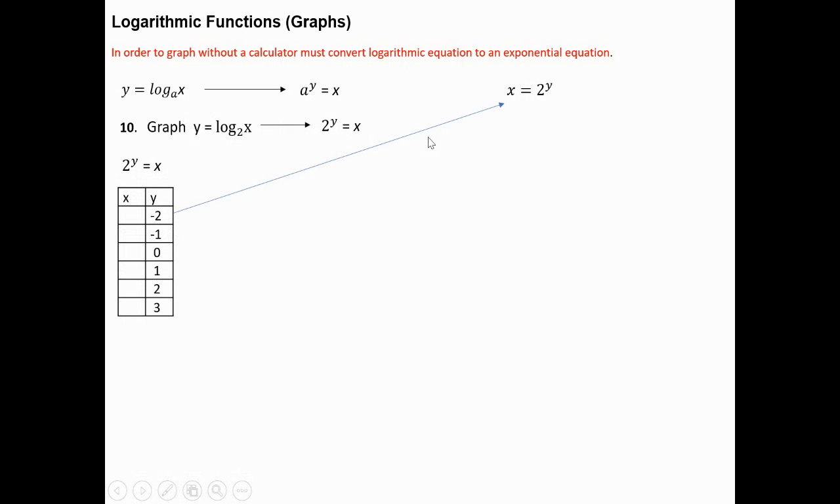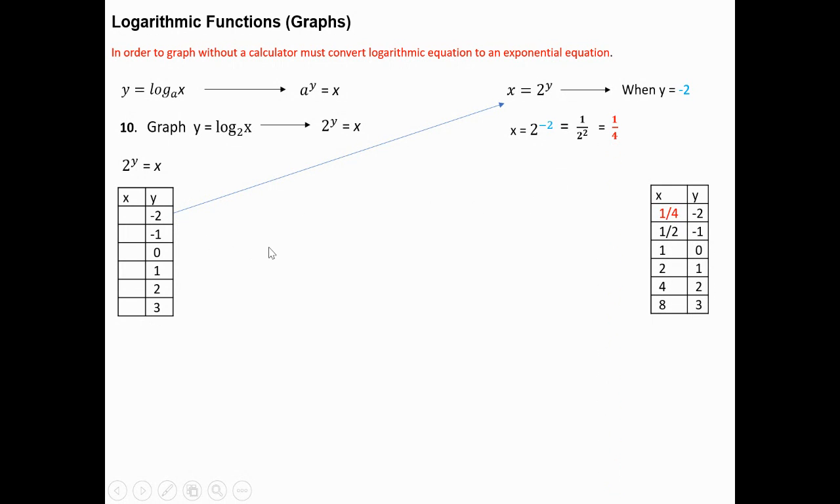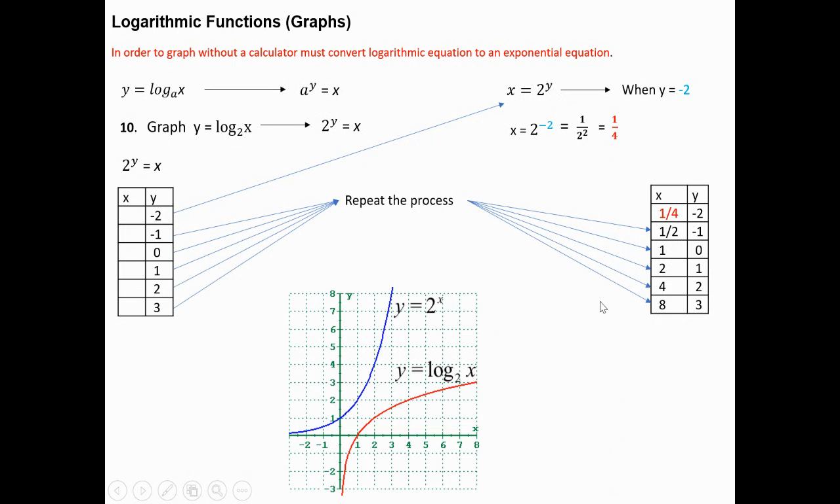Okay, so then what we do, if we plug in -2 for the y, it's going to give us x equals 2 to the -2, which will be 1 over 2 squared, which will be 1/4. So when y is -2, x is 1/4, and if you keep repeating the process, these will be my values for the x. If you put 0, it's going to be 1. If you plug in 1, it's going to be 2. If you plug in 2 into the y here, it's going to give us 4. And lastly, if you plug in 3 where the y is, it's going to give us 8. So this is the way the graph looks.